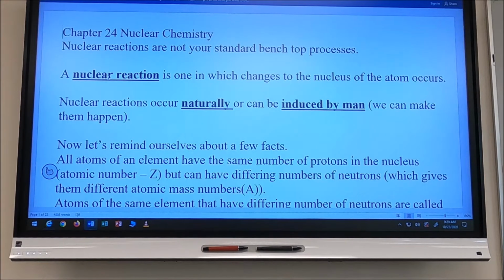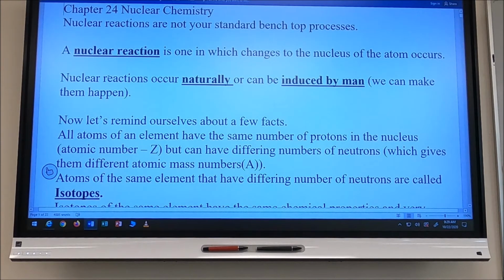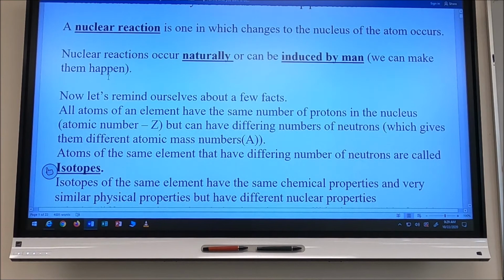Okay? So let's remind ourselves about a few facts that we learned way back in the beginning of Chemistry 111. All atoms of an element have the same number of protons in the nucleus. That number of protons is called the atomic number, and it's given the symbol Z. But atoms of the same element can have different numbers of neutrons, which gives them different atomic masses, okay? And gives them different atomic mass numbers. The atomic mass number is A, and it's the number of protons plus the number of neutrons. Atoms of the same element with different numbers of neutrons are called isotopes.